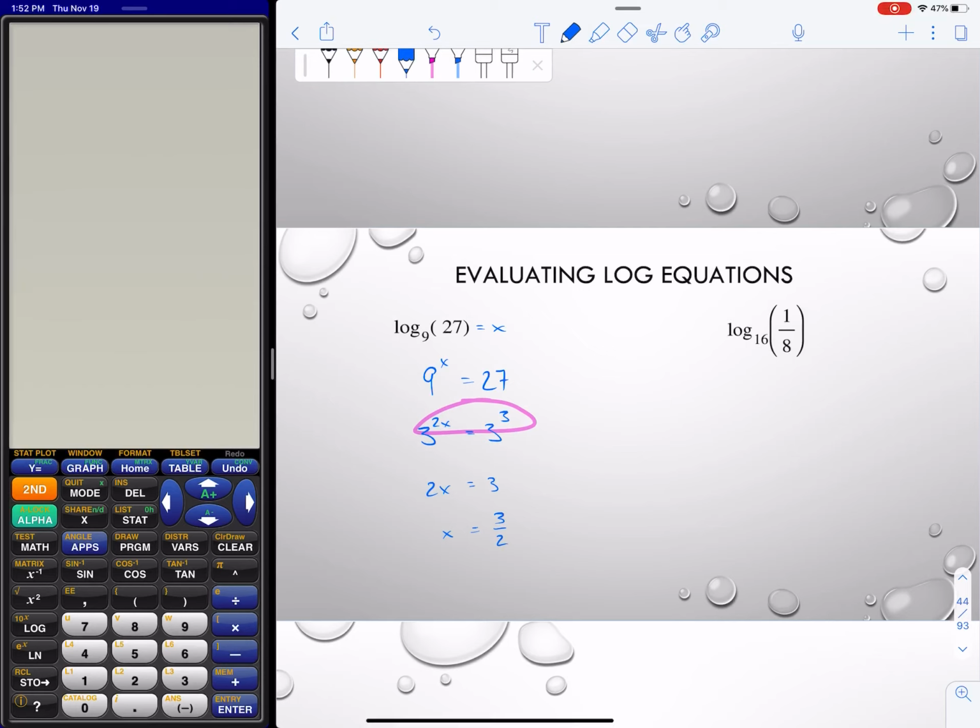With log base 16 of 1/8, I can do the same thing. We're going to set it equal to a quantity x. Here we're going to have 16 to the x equals 1/8, or we're going to have 2 to the 4x equals 2 to the negative third. Again, I have like bases. Now I can set those exponents equal. We're going to have 4x equals negative 3, or x equals negative 3/4.